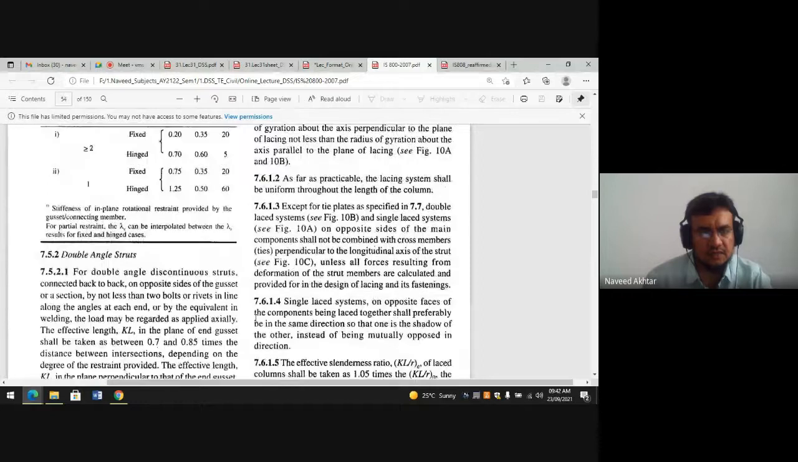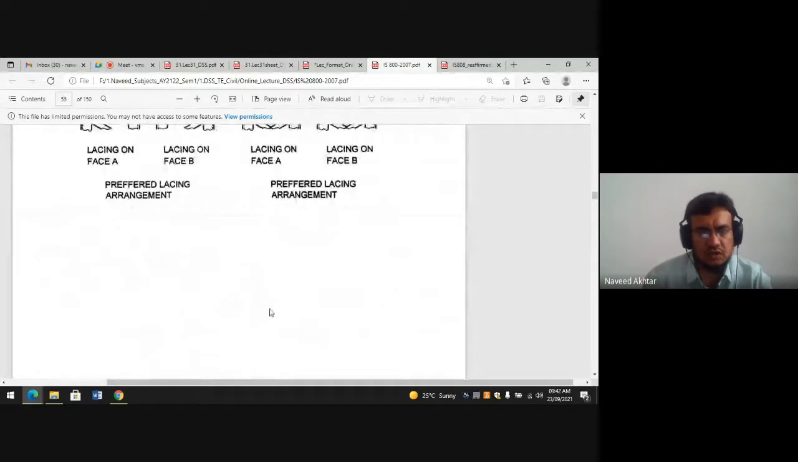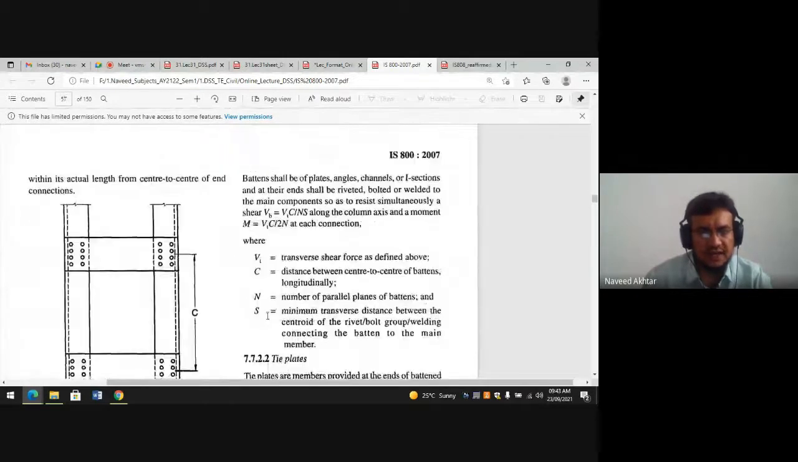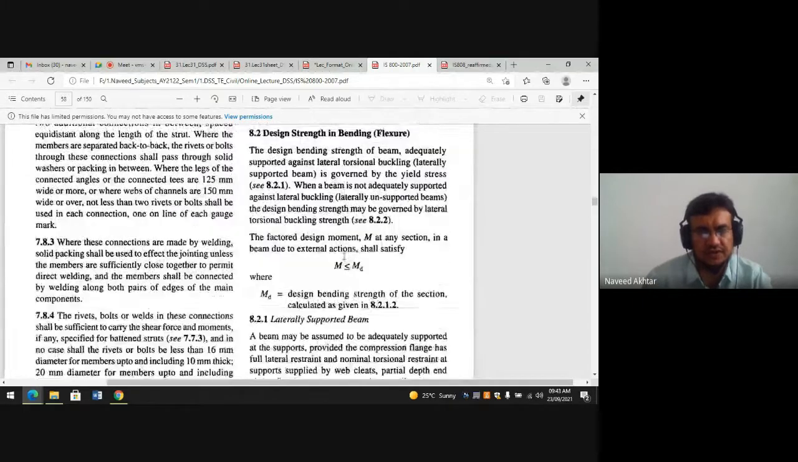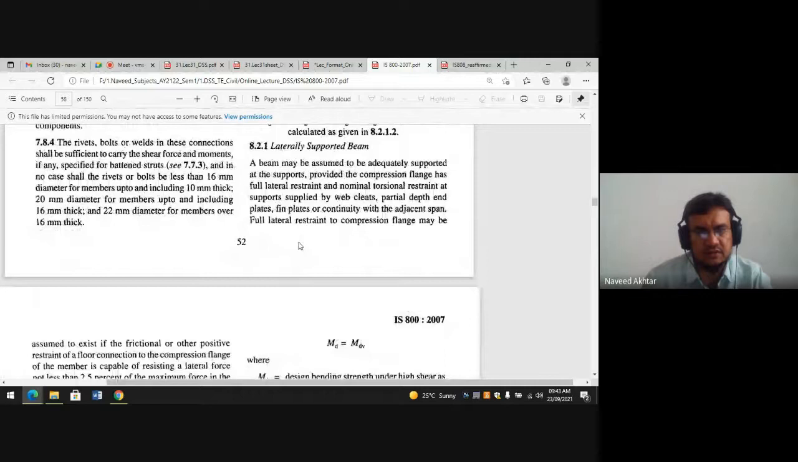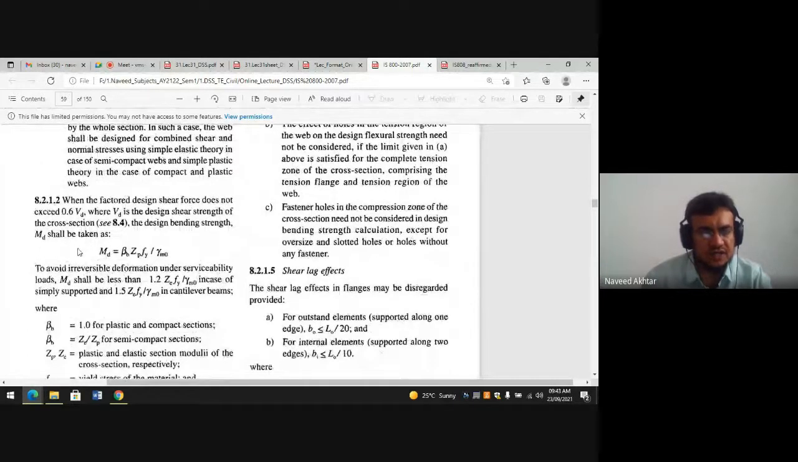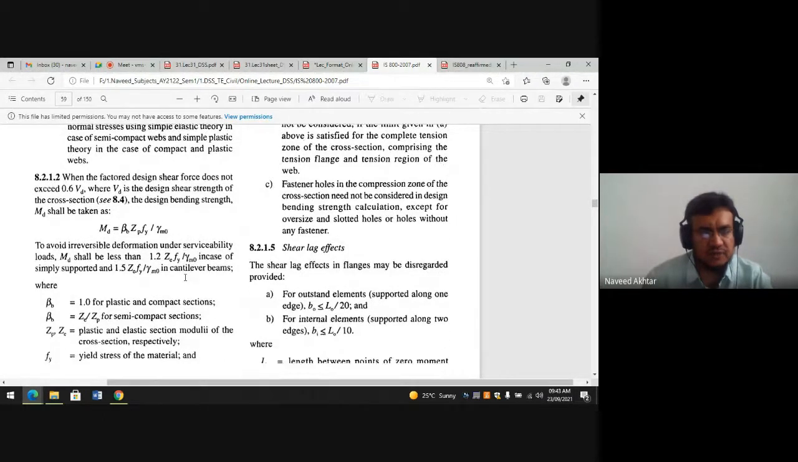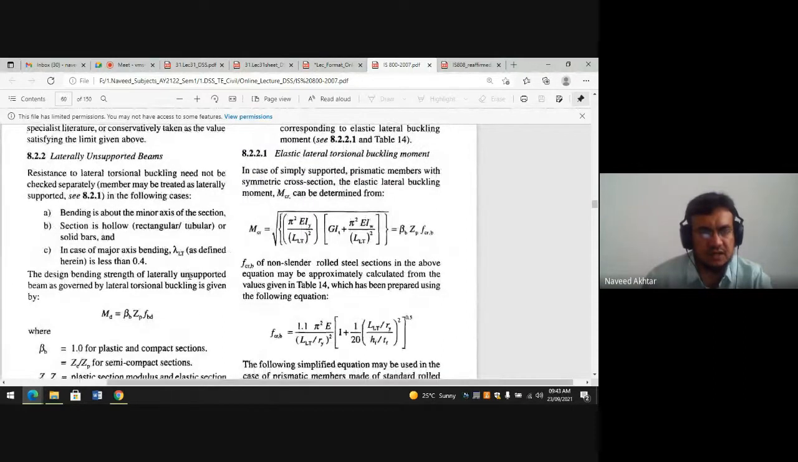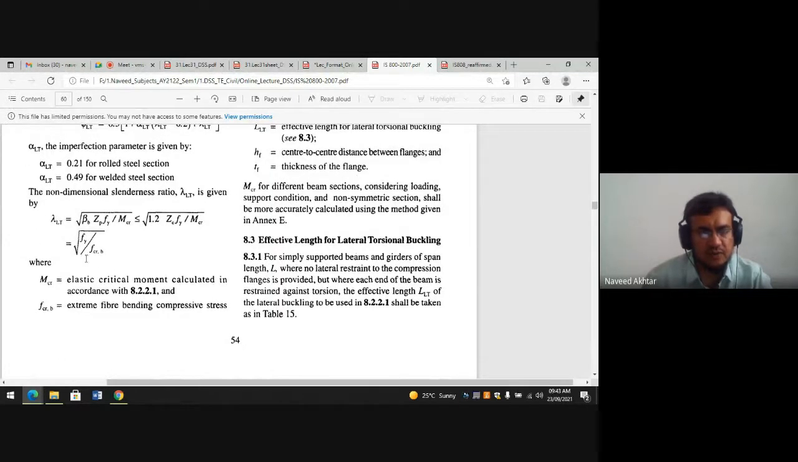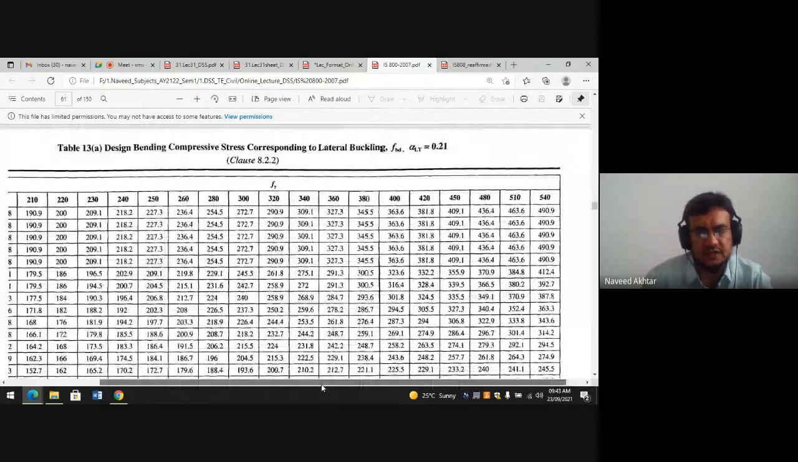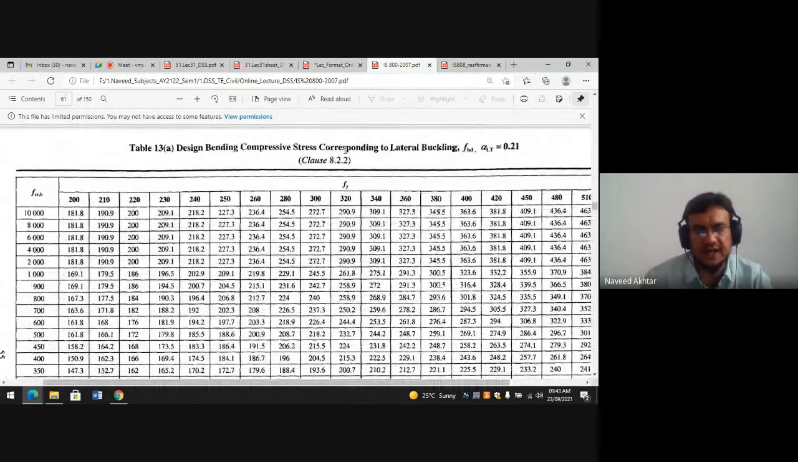Coming here, the column with bending. Design of member subjected to bending. Its span is given. Here the empirical equations are given. MD is equal to beta B ZP Fy upon gamma m0. In case of compression member, the equivalent lambda LT is the square root of Fy upon FCRB. The design bending compressive stress is based on the value of alpha LT. This value is based on the section, rolled section or built-up section.